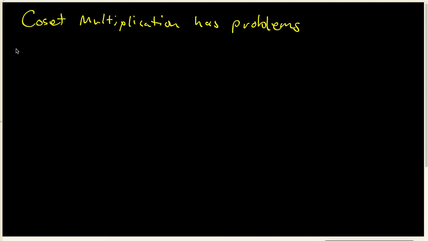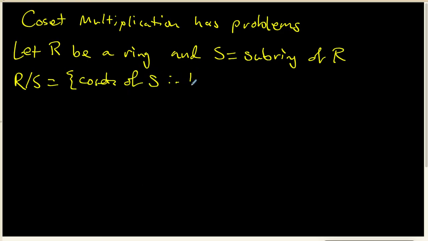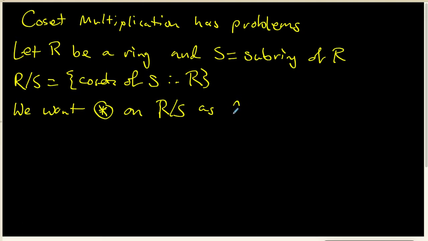Again, I want to set the stage by letting R be a ring, and S is going to be a subring of R. Again, a reminder that R mod S is just the set of cosets of S inside R. And what we want to do is define a coset multiplication on this set of cosets as follows.